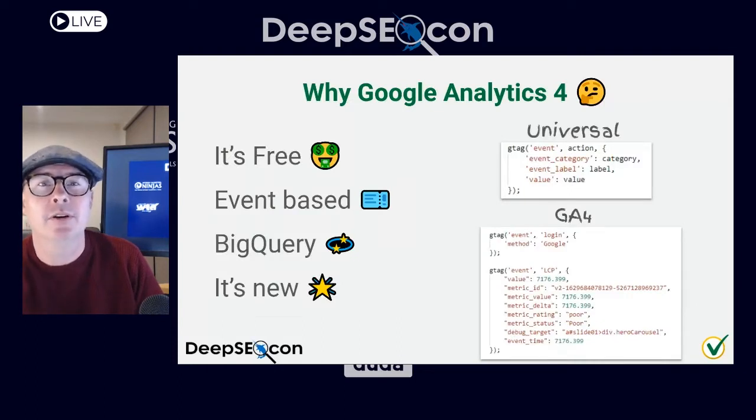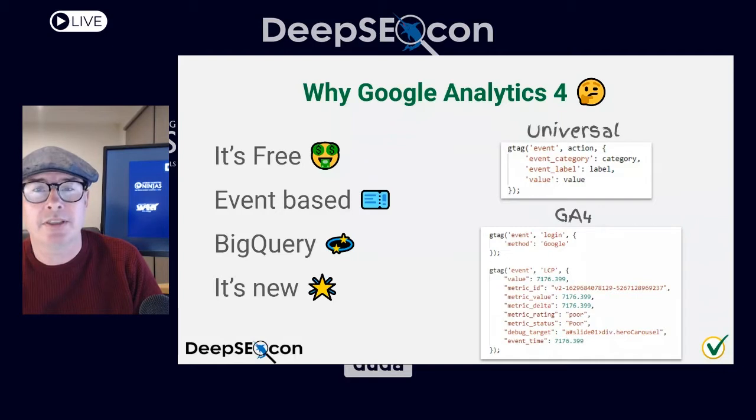So why Google Analytics 4? Well, free is always good. The previous analytics, Universal, is centered around page views with events bolted on as an extra thought. In GA4, the events are the main character. They play the central role. This makes GA4 a lot more flexible for use beyond tracking basic website activities. The universal code example here shows how it only lets you send three predefined parameters, category, label, and value. For GA4, you can make up your own parameters.